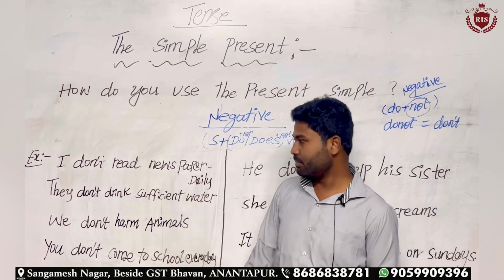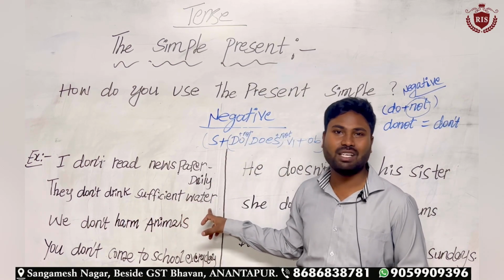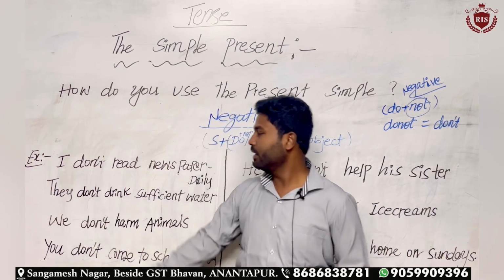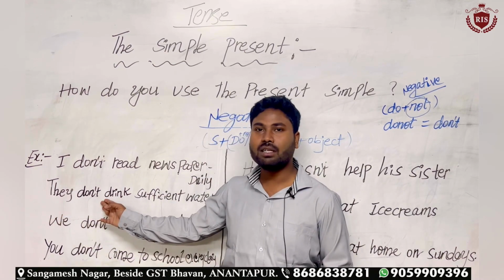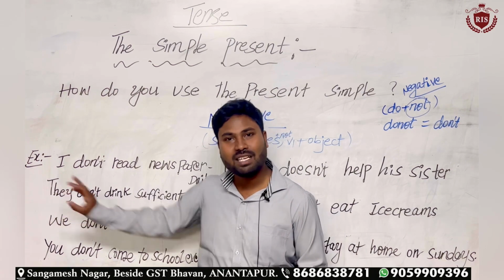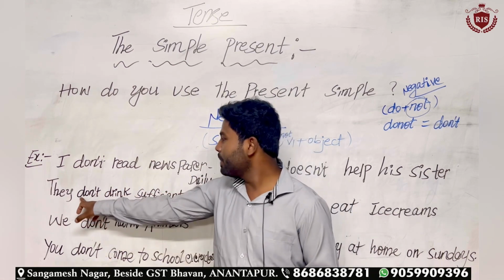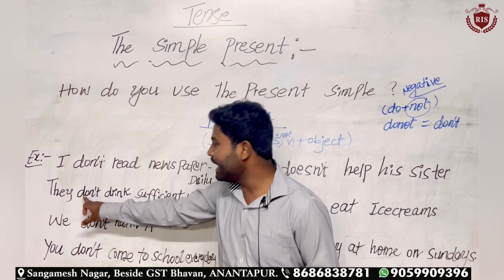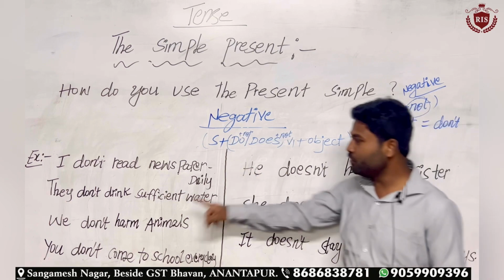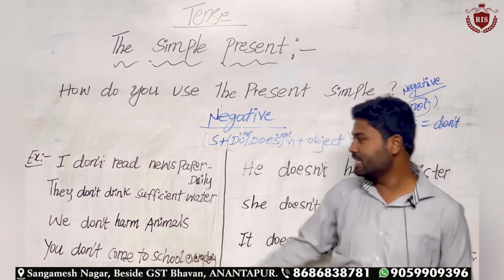Look at the second example. They don't drink sufficient water. Even here, they is a pronoun. We have taken do because the pronoun is they, and as usual we have added not to the auxiliary do, and it became don't. We have taken the contracted form. They don't drink sufficient water. This is the second example.